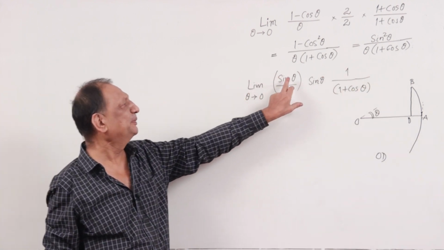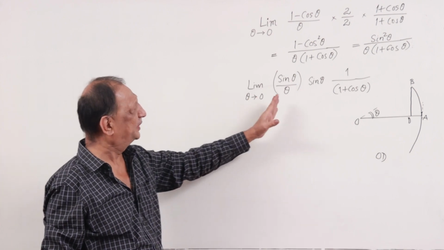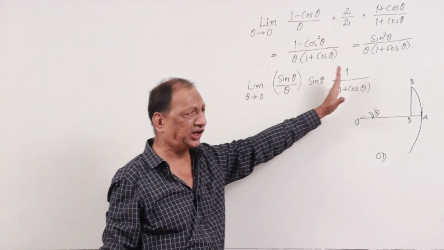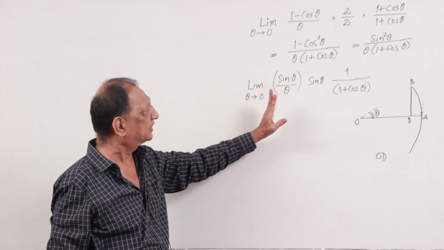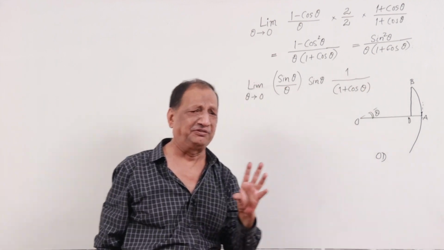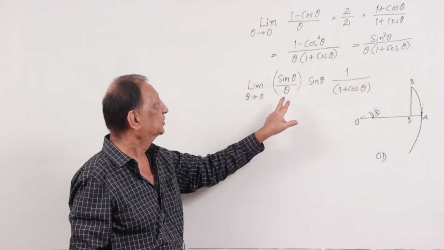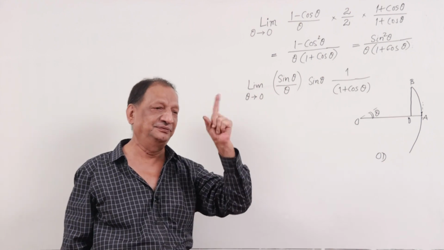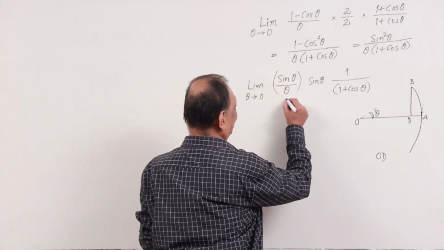Now, what is the limit of sin theta by theta? I can take the limit of a product of 3 quantities as the product of the limits of the 3 quantities. So this is one thing which we are supposed to prove as an exercise. So what is the limit of sin theta by theta? It is 1. So this is known, no questions on it.